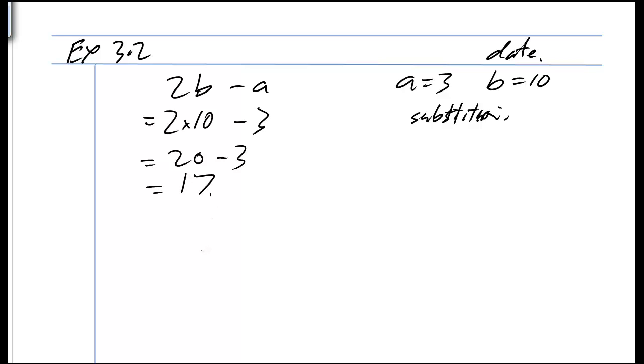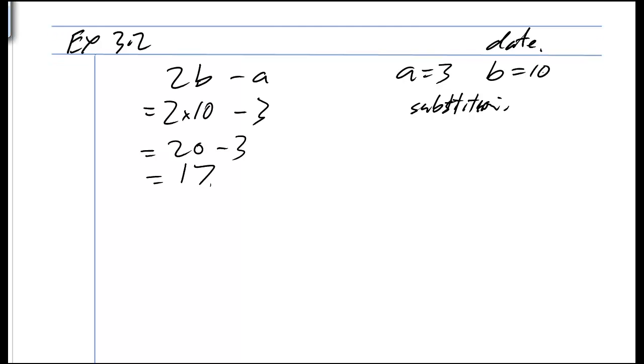So if you want to just work out, or evaluate, this expression for when a equals 3 and b equals 10, you just put the numbers in and work out the answer. Okay, so what I want you to have a go at is number 1 in exercise 3.2, and then you can watch the rest of the video.